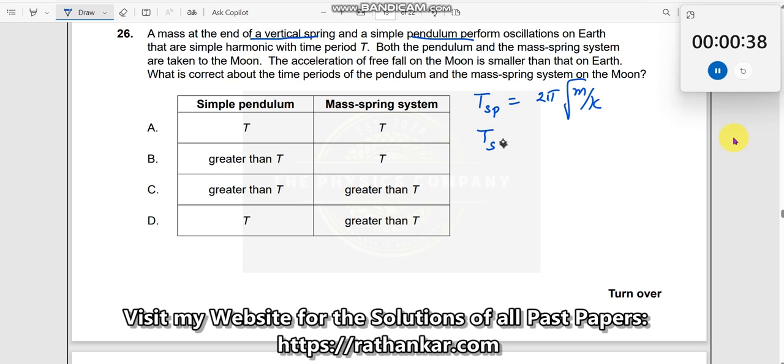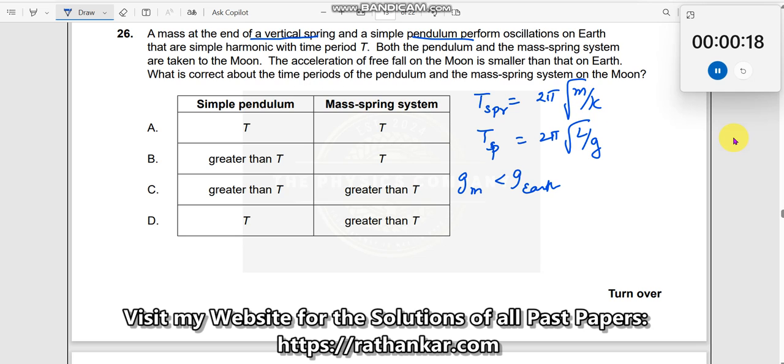a simple pendulum, I'll write SPR here, and this I'll write as TP here, is given by 2π times the square root of L by g. Both the pendulum and mass spring system are taken to the Moon, right? The acceleration of free fall on the Moon is smaller than that of the Earth. So it says g on the Moon is less than g on the Earth, correct?